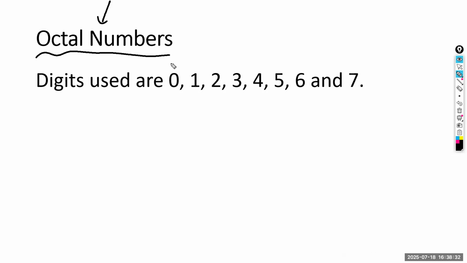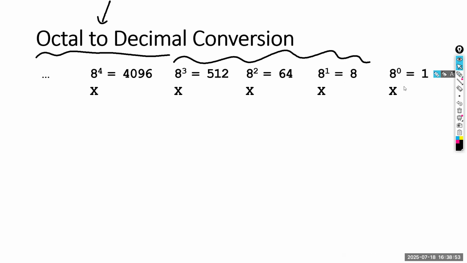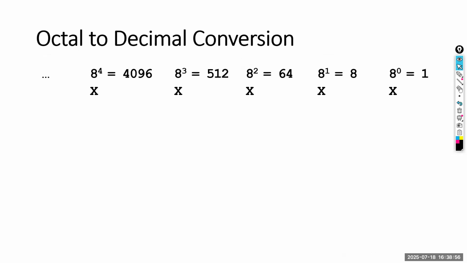Right. In denary or base 10, we have 10 digits, 0 to 9. Binary, 2 digits, 0 and 1. So octal, 8 digits, 0 to 7. So we must be able to represent any number using the digits 0 to 7. And now it is powers of 8. Your rightmost is 8 to the power 0 or 1, 8 to the power 1 or 8, 8 to the power 2 or 64, 8 to the power 3 or 512, and so on.